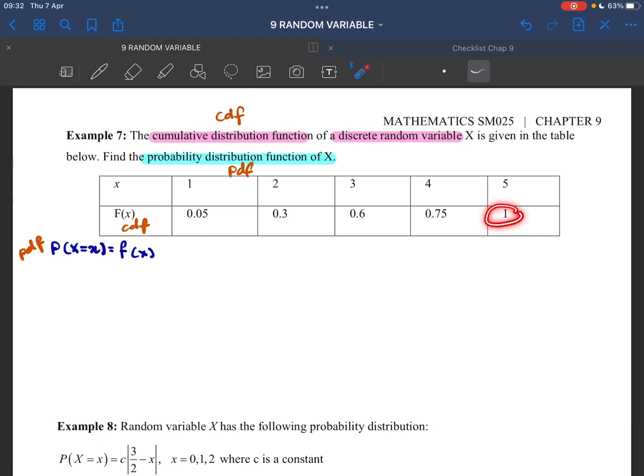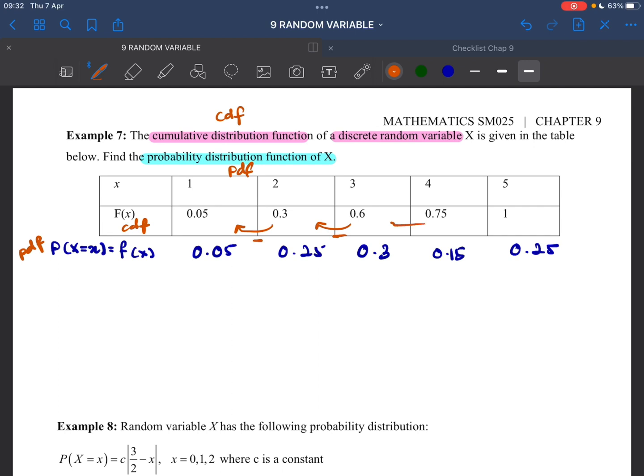So start from behind, 1 minus 0.75, or you can also start from here, always start with 0.05. The first one is always the same. So the next one is 0.3 minus 0.05, you get 0.25. 0.6 minus 0.3, we have 0.3. 0.75 minus this one, we have 0.15, and last one, 1 minus 0.75, we have 0.25. Okay, senang je. This one minus, this one minus, this one minus. So the same thing lah, kalau dia bagi kamu probability distribution table ataupun function, kamu nak cari CDF, you just add up everything. Okay, and remember to check that the total probability is always equal to 1.